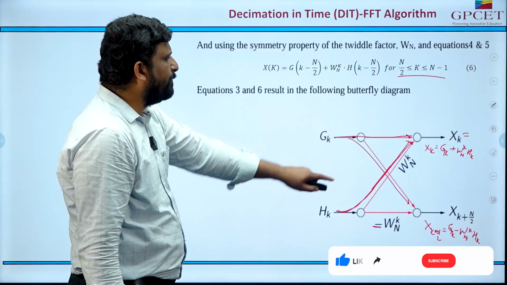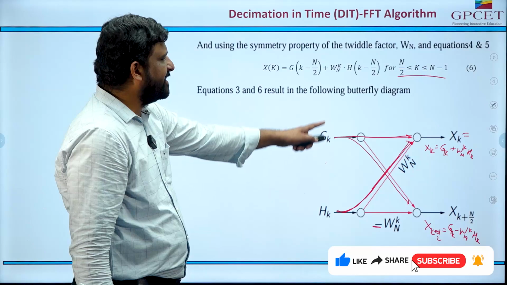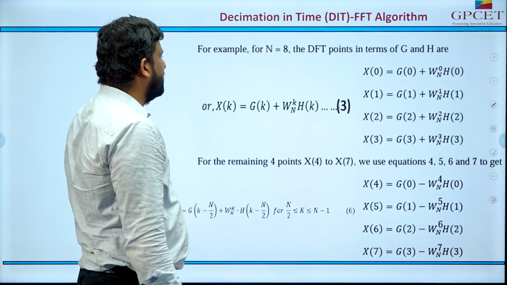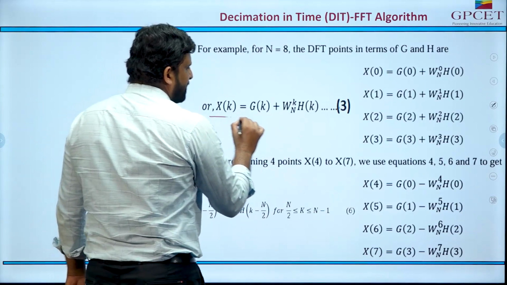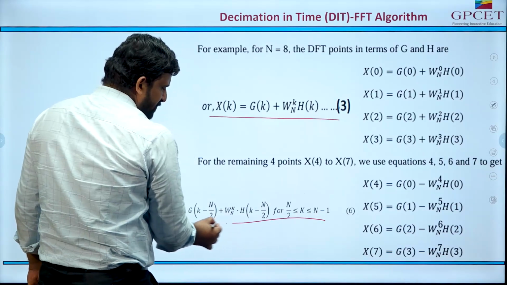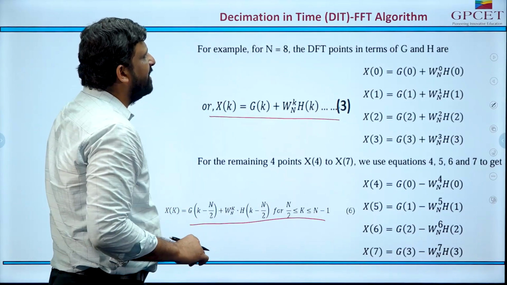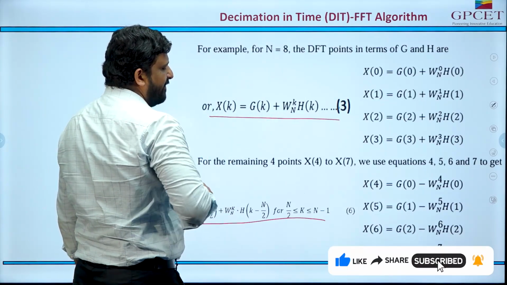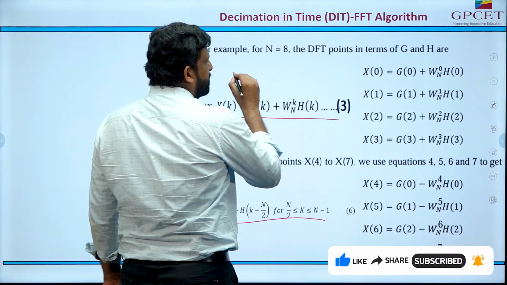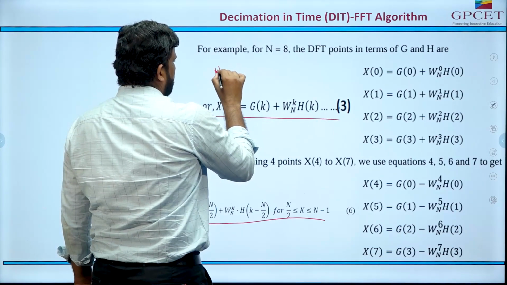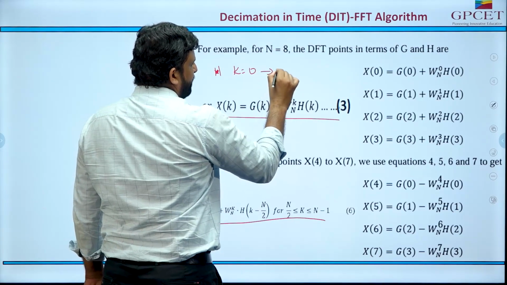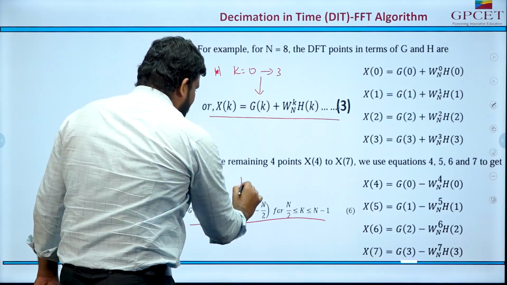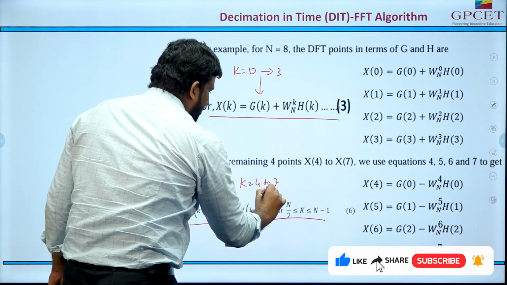Fine. So this is the simple butterfly diagram where in each and every stage we will see this kind of butterfly notation. So with this third and sixth equation, you know that the third equation is this one and the sixth equation is what we got. So for example, I am taking n is equal to 8. For n is equal to 8, what will be the values of x of k? For this, in the third equation, I am substituting k is equal to 0 to 3, and k is equal to 4 to 7 in the sixth equation.